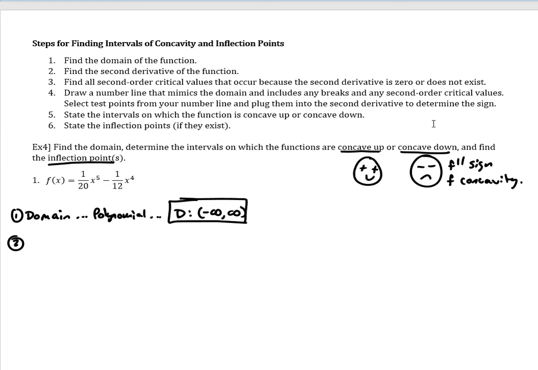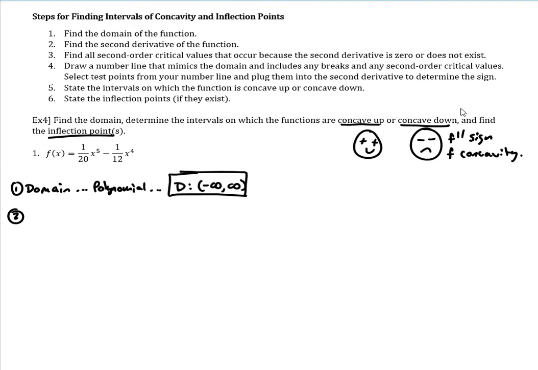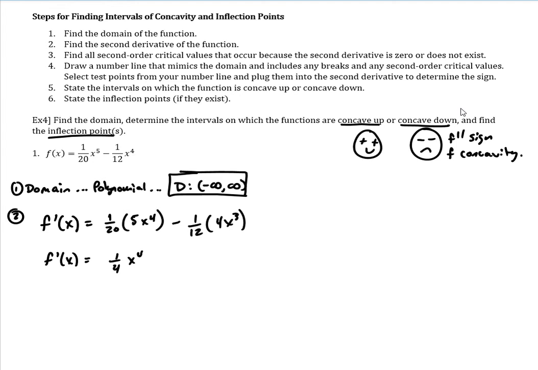2. Let's now find the second derivative of this function. So to find the second derivative, you need the first derivative. So f prime of x, well, 1/20th would get multiplied by 5. So I did the power rule with the x to the 5th there. Minus 1/12 would get multiplied by the 4x cubed. So I used the power rule on that too. And then this would simplify. F prime of x is, well, 1/20th times 5 would become a 1/4 x to the 4 minus 1/12 times 4 would become 1/3 and then x cubed. So there's the first derivative.